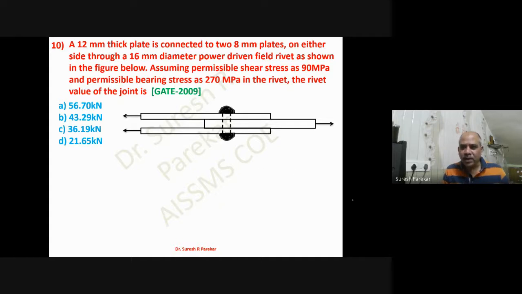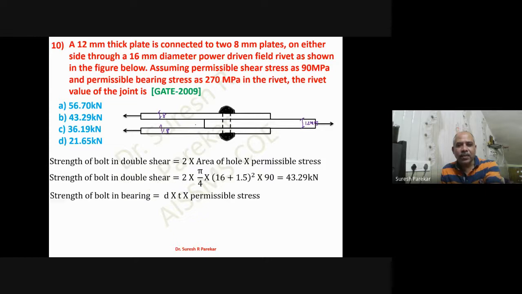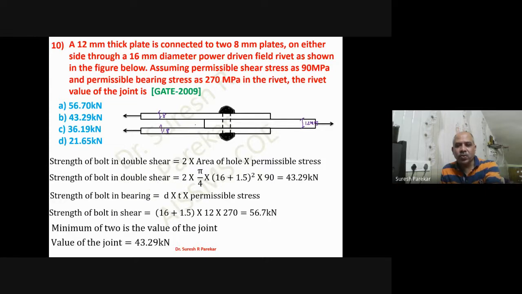Then we have a 12 millimeter thick plate. So we have this plate, we have 12 millimeters, and these two plates, these are 8 millimeters. And then we have to find out value that is in shear, and bearing is given, and we have to find out the strength of the rivet. And then we have strength of bolt. Again in double shear, we have 2 into area of hole into permissible stresses.